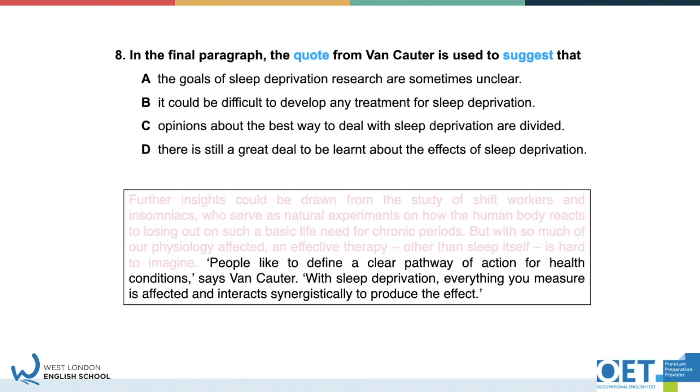If we look at B, it could be difficult to develop any treatment for sleep deprivation. I would say that this could be an answer, definitely. It says, you know, is it difficult to develop treatment? Well, it is difficult to develop treatment where everything that you measure is affected in the body because of sleep deprivation. So there are so many symptoms that you have, so many problems you have because of sleep deprivation. So of course then it would be difficult to develop treatment. So this is the answer if we are following inference.